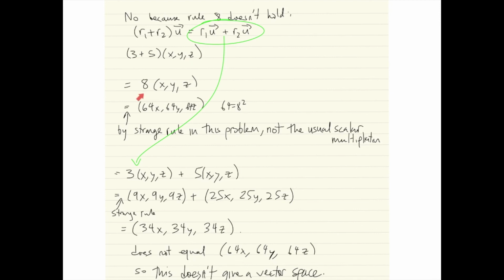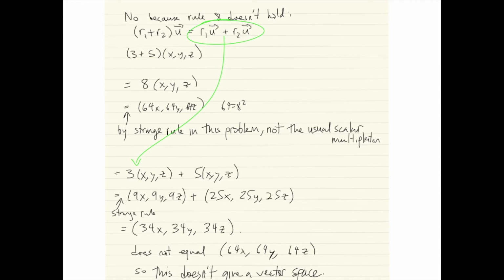Then this funny scalar multiplication says that this thing should equal, well, first of all, 3 plus 5 equals 8, and then the strange rule says that to do the scalar multiplication of 8 times this vector, we first square the scalar, so 8 squared is 64, and then multiply each component by that square. So here's our answer for what 8 times (x, y, z) is in this strange land, and that's what the left-hand side of this equation is. Now we have to compare, what about the right-hand side?